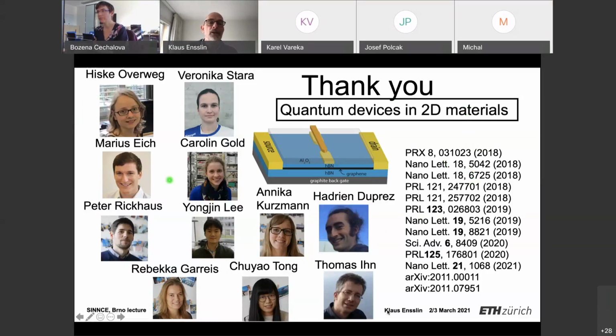Marius did the quantum dots. Caroline did scanning gate. I hope you recognize Veronica Stara, who is with us now for 3 months and will stay a little longer. And she's from your university, and she's involved in the graphene quantum dot project. She's trying to understand how all of that depends on the thickness of boron nitride, and can we make it even much better this way?